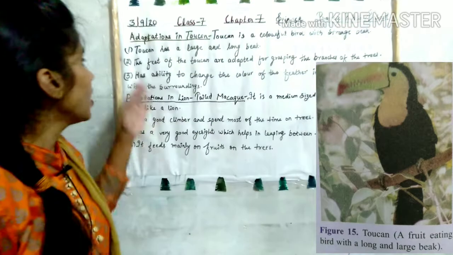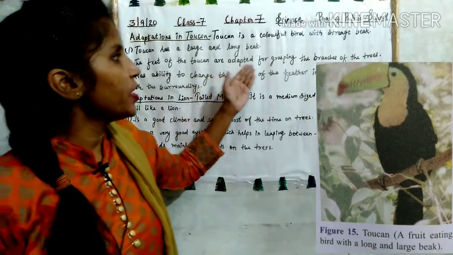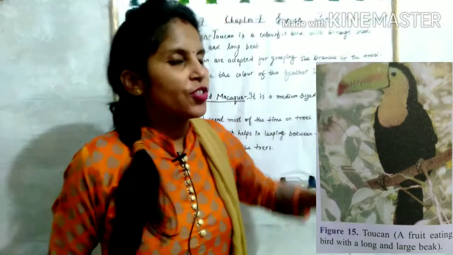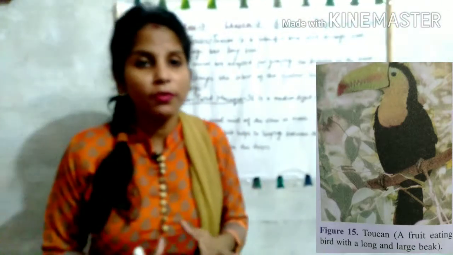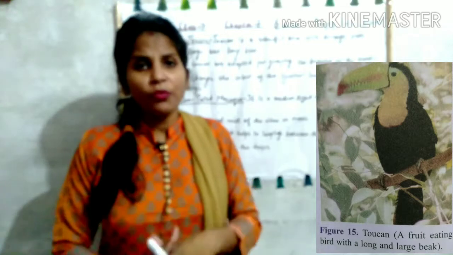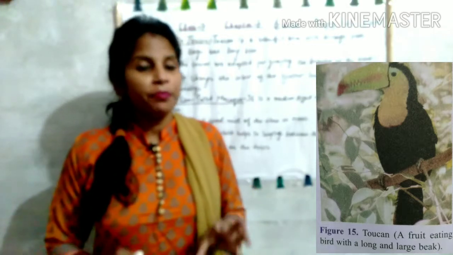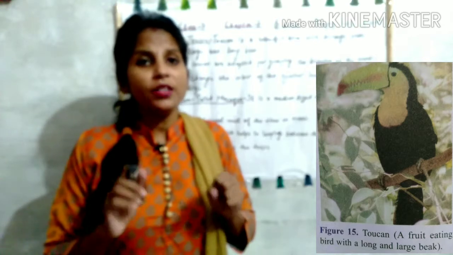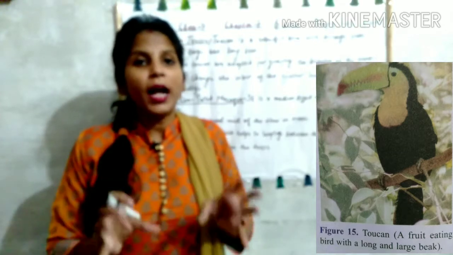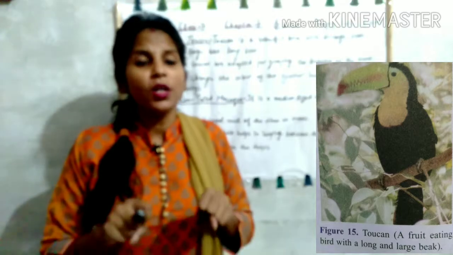Then second one, the feet of the toucan are adapted for grasping the branches of the tree. If you will observe carefully the feet of the toucan bird, you will see that they are very pointed and sharp, so that it can hold the branches very firmly.